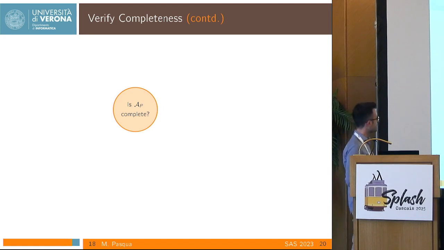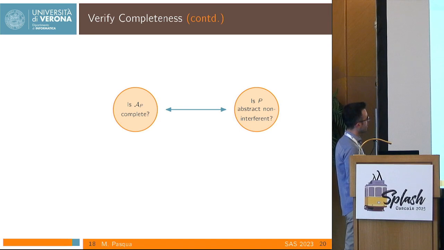So to conclude, we basically restated the problem of analyzing an analyzer. So is the analysis for P complete? With a simpler question, is P abstract non-interference?